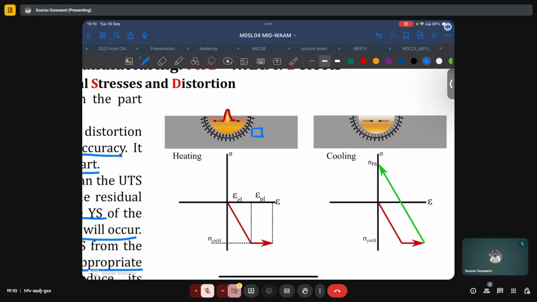While the strains are still elastic, this deformation will be reversible. However, after a certain point, this will enter the plastic regime, the moment the stresses go beyond the yield strength.